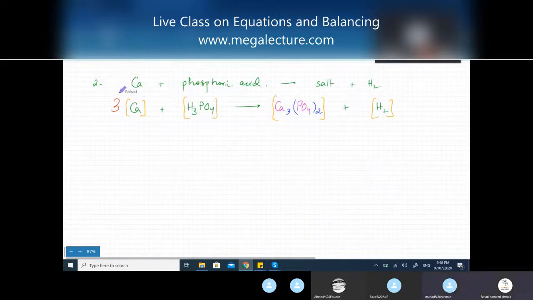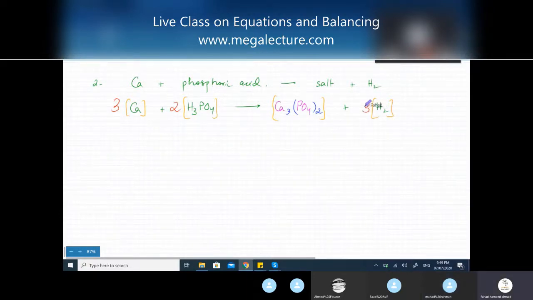You can put a 2 behind H3PO4. Okay, and what are you trying to balance? The hydrogen. Okay, there are 3 hydrogens over here, there are 2 hydrogens over here, so you need to multiply both of them with a number. So you would put a 3 behind H2. Okay, so now it's balanced.